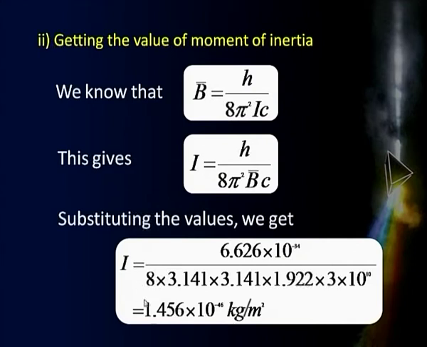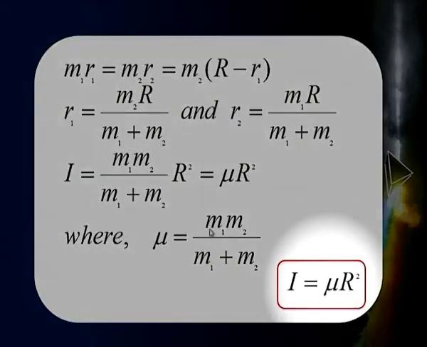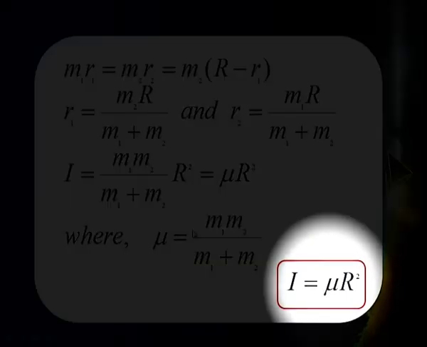I get this value to be 1.456 10 to the minus 46 kg per meter square. So, that is the expression I get for my moment of inertia. That is my step 2. Now, we know that moment of inertia we defined, you recall that we did make a small derivation there, that I is equal to mu r square, where r is the bond length and mu is the reduced mass.